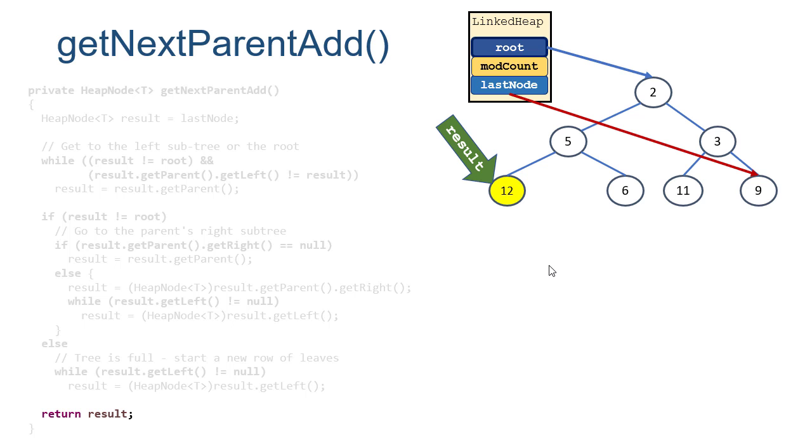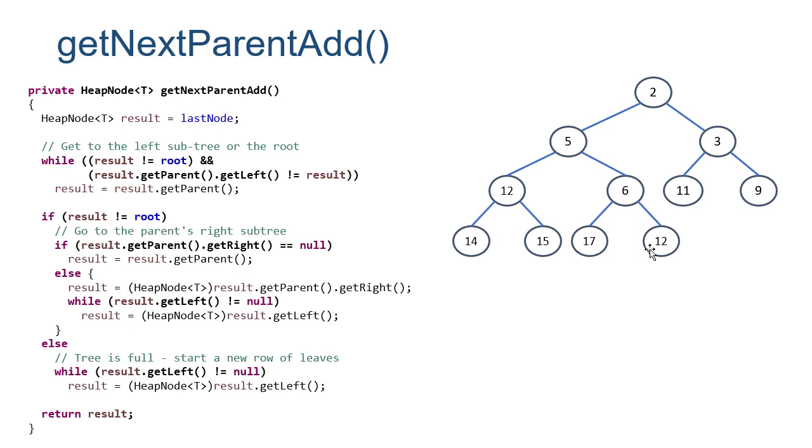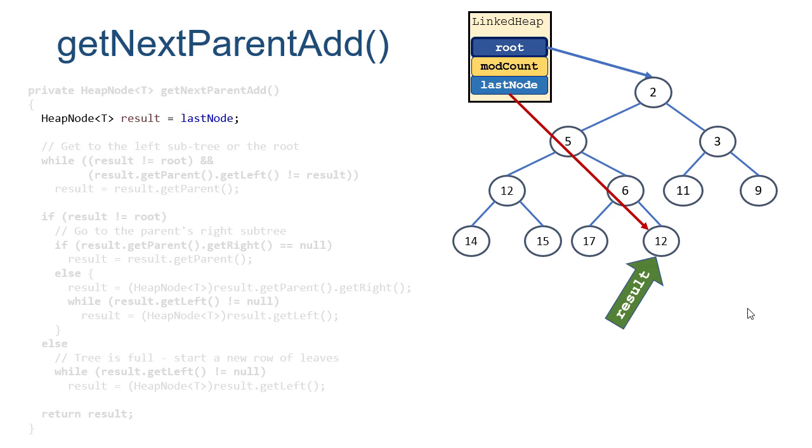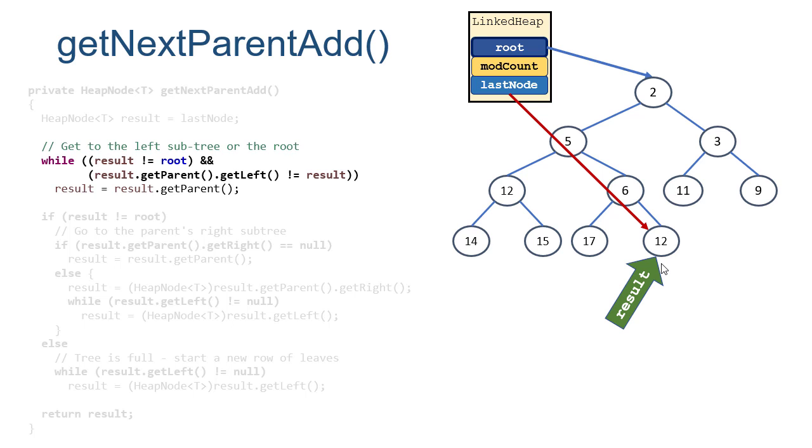So here's another case where we've added some more nodes, and you'll notice here that 11 is going to be the parent because we'll add the next node as the left child of 11. Well, the last node is 12, so we're going to set the result to 12. Then, in this case, the result isn't the root, but the left child of the parent of result is not result. So that means result is the right child of its parent. So we move up to the parent. Again, 6 is not the left child, so we go to its parent. And now, result is the left child of its parent. So this loop is now going to exit.